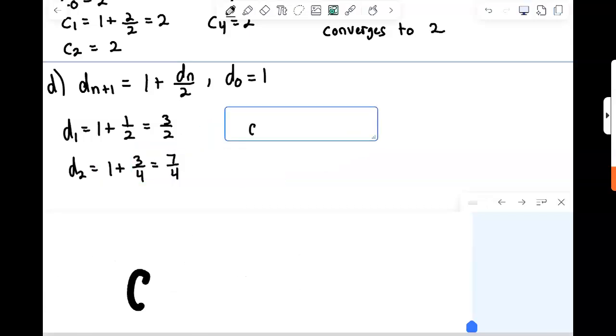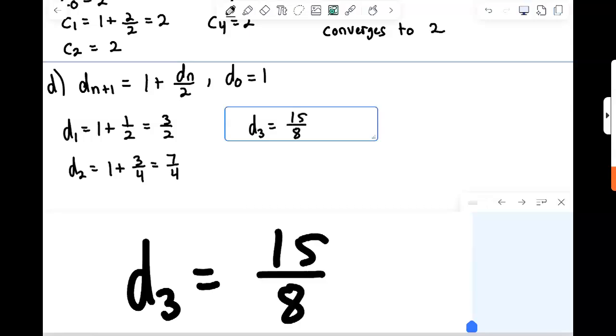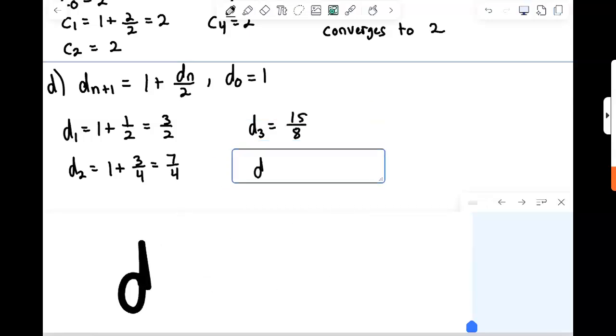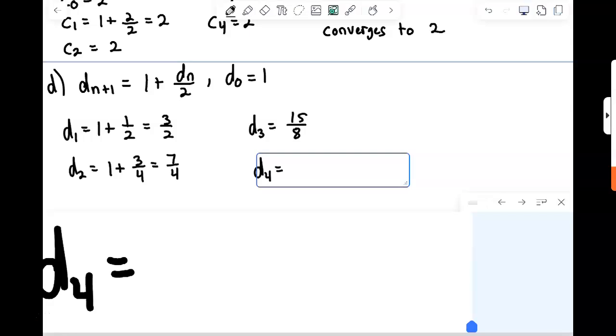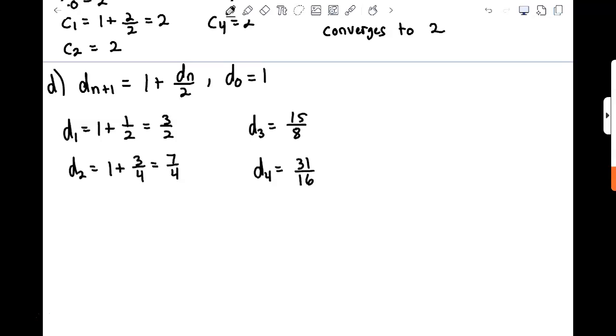And then d3 would be 1 plus half of that, which would be 7/8, which gives us 15/8. And finally, d4 would be 1 plus half of that, so that would be 15/16. So that's actually going to be 1 and 15/16, or 31/16. So you might not quite see what's happening here.